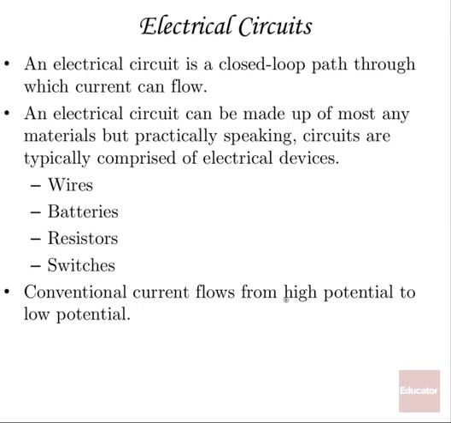Now, conventional current flows from high potential to low potential. But if you ever want to talk about electron flow, electrons are going to flow in the opposite direction. So electrons flow from low potential to high potential. But conventional current flows from high potential to low potential.